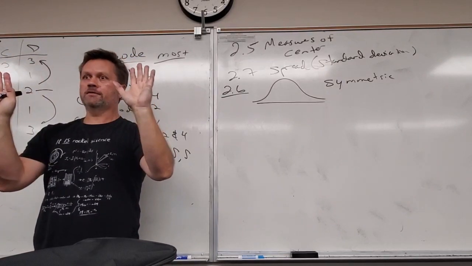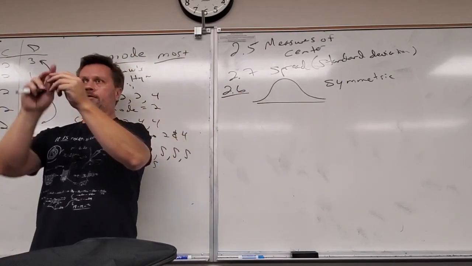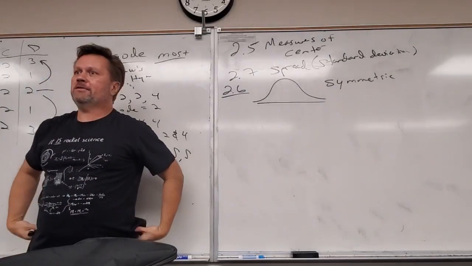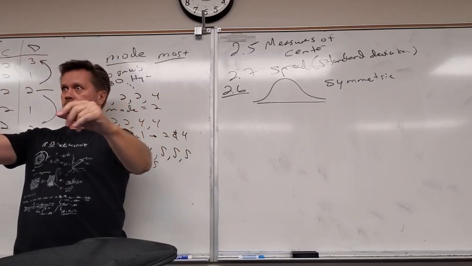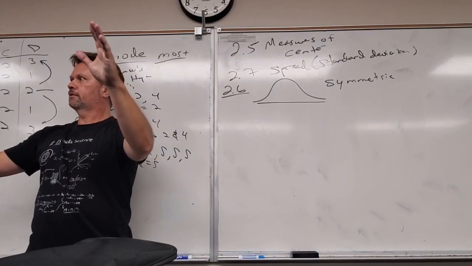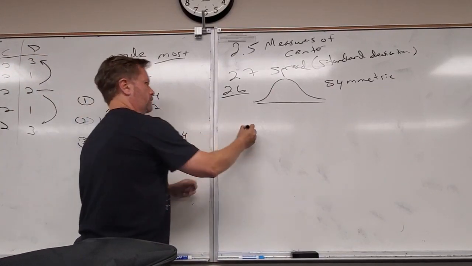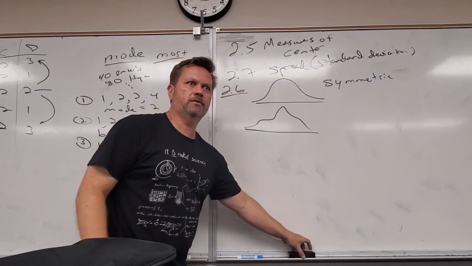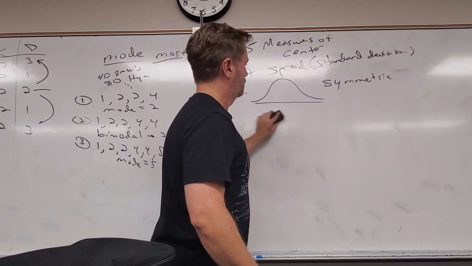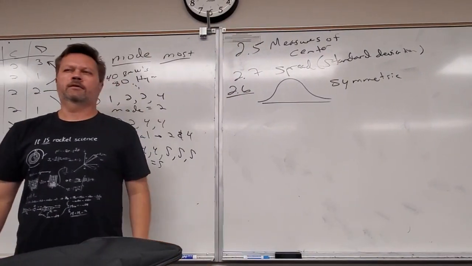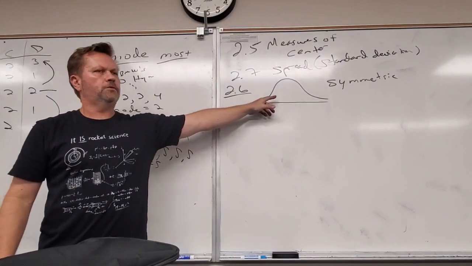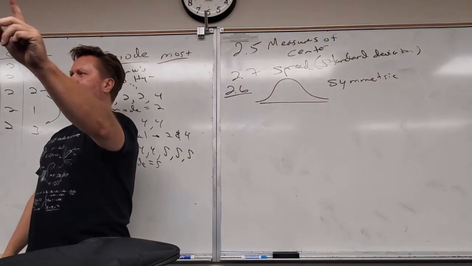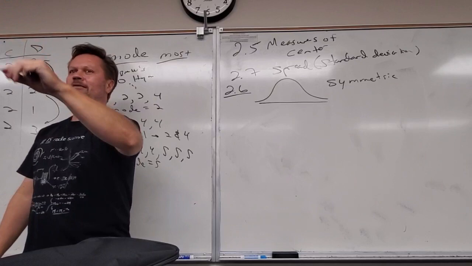That's all symmetric means. So this is not the only way to have a shape that's symmetric to itself. Any thing, but it's got to be something up here, right? So this wouldn't work. That's not symmetric, right? Let me ask you this. How many modes are there here? It's unimodal, right? One mode.